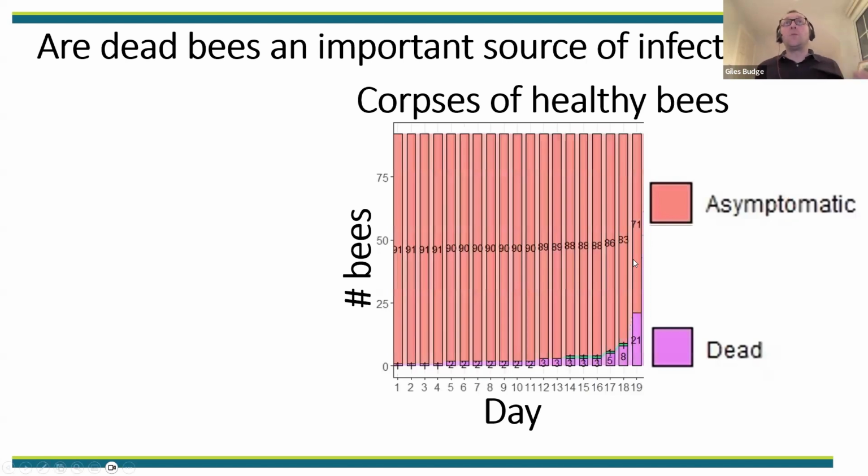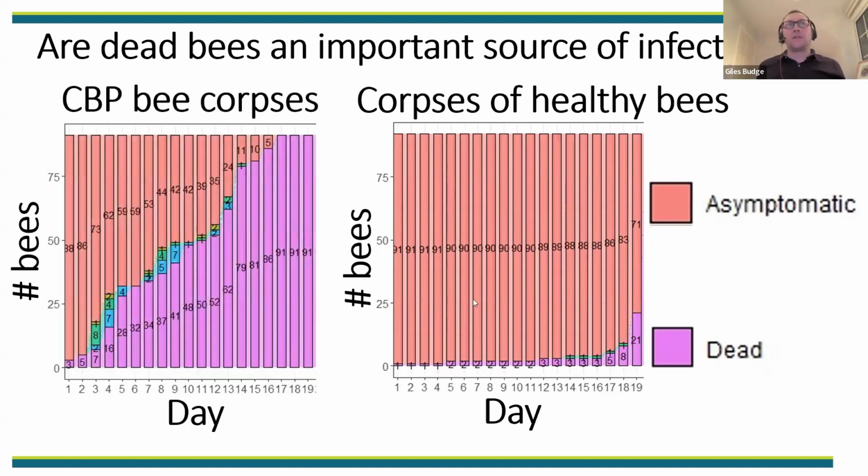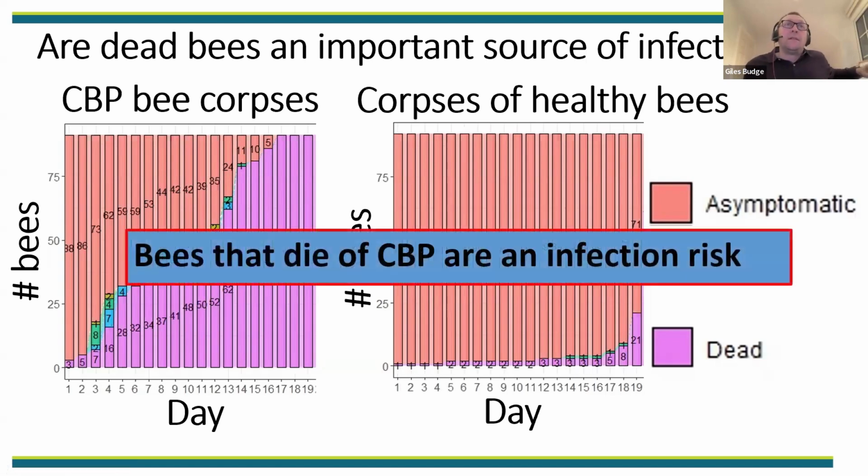What happens if you put corpses in which have effectively died of chronic bee paralysis virus? You get a very, very different picture. You get very, very rapid transmission and rapid death that continues in the pot effectively. So within, I think on here, look, within just over 2 weeks, all of the bees are dead. Whereas over here, just over 2.5 weeks, very few of them are dead. So really, really big difference between these pots, suggesting that bees that die of chronic bee paralysis are a very clear infection risk. And we wanted to quantify that.